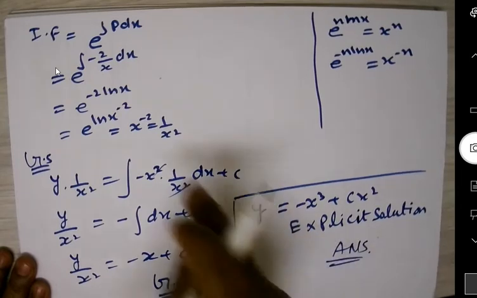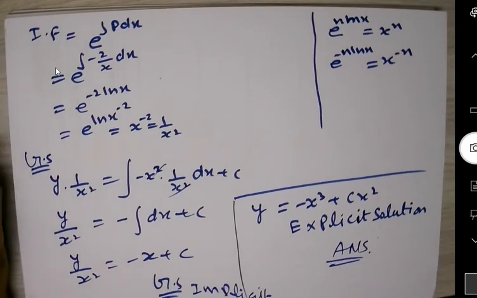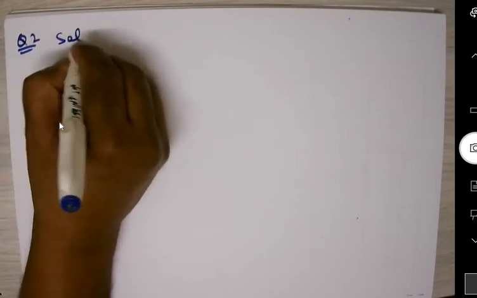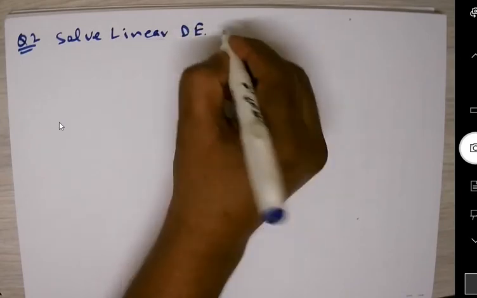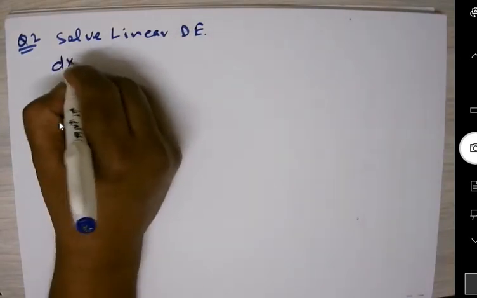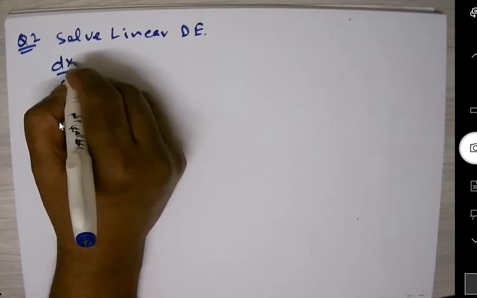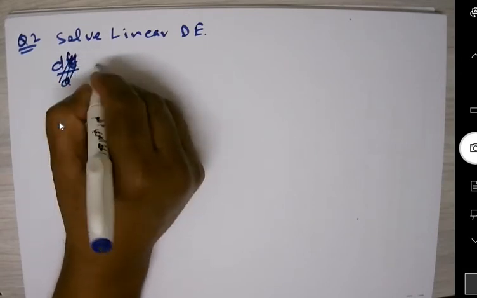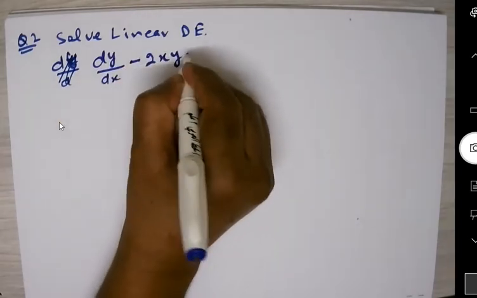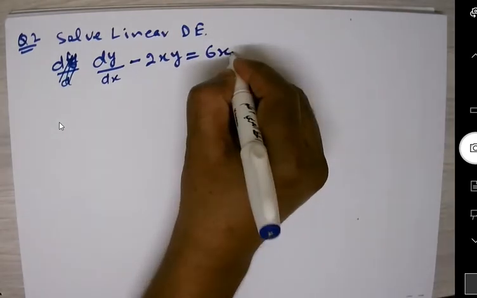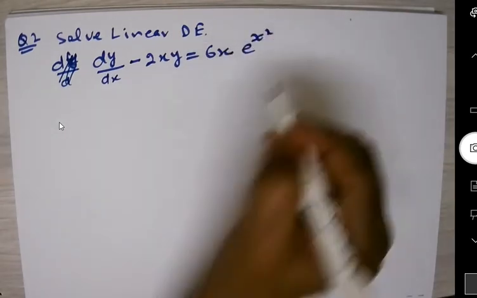I am picking this question from the ProQuest library. So hopefully you understand this question. Another question related to linear differential equation from ProQuest, solve question number 2. Solve the linear differential equation. What is the linear differential equation? dy/dx minus 2xy equal to 6x e raised to the power x square.